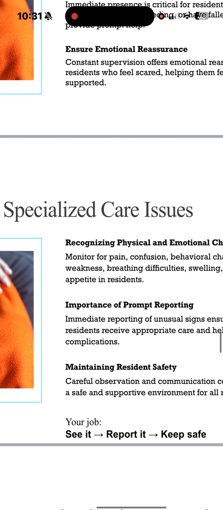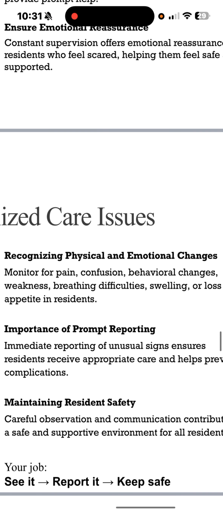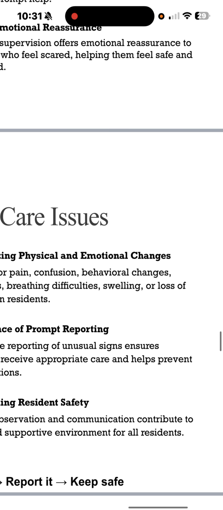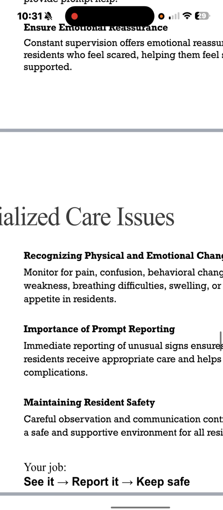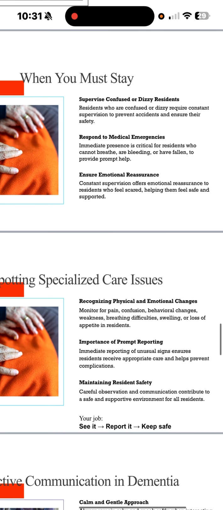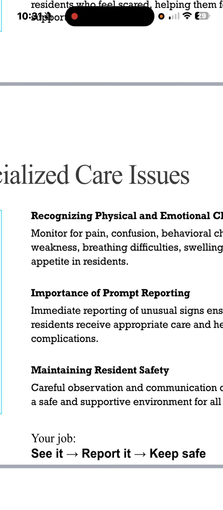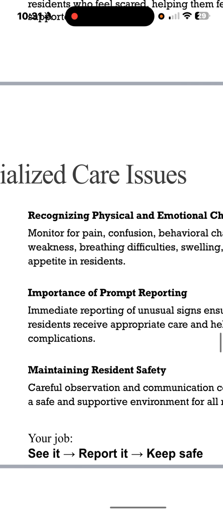So let's look at that. Recognizing physical and emotional changes. Monitor for pain, confusion, behavioral changes, weakness, breathing difficulties, swelling, or loss of appetite in the resident. Let's look at the importance of prompt reporting.